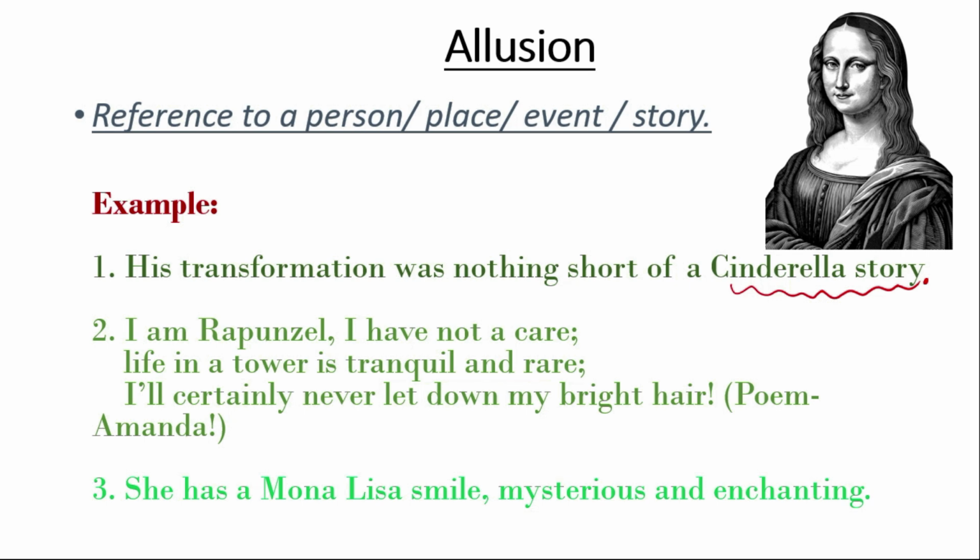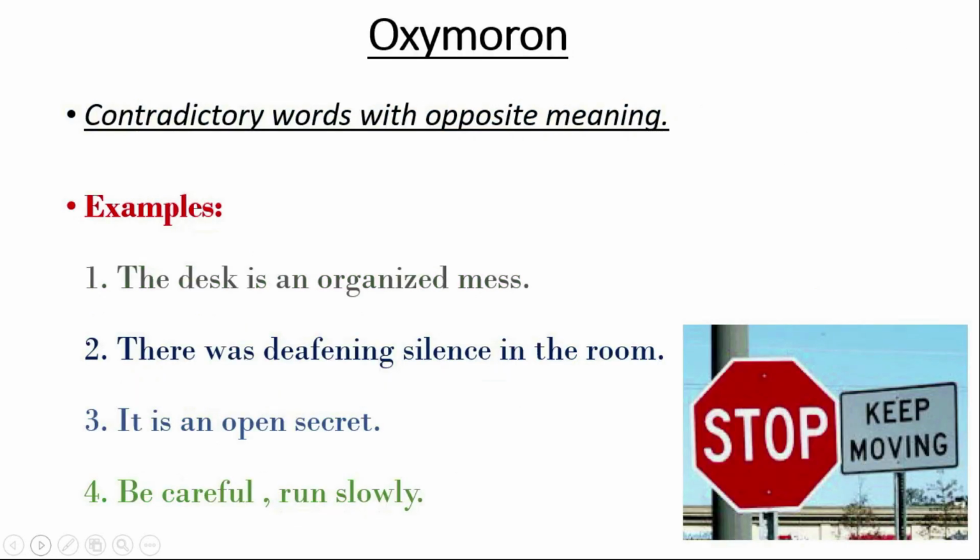So this is allusion. And the last one, she has the Mona Lisa smile, which is mysterious and enchanting. So again, reference is given to a person here. Mona Lisa, we all know the famous painting. So this is allusion. So how I remember is, allusion gives an illusion of a famous person. That is how I remember. Clear? Okay, quickly moving on to the next one, which is oxymoron.